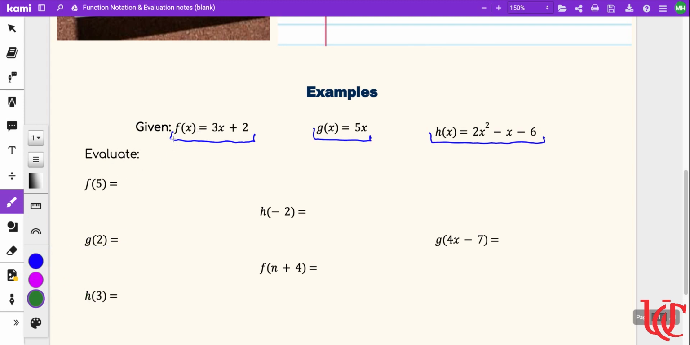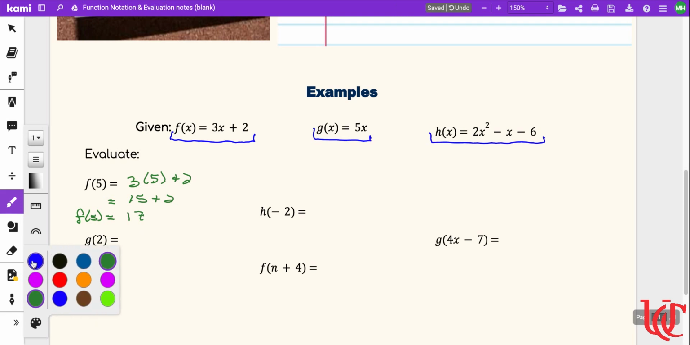All right, so f of 5 tells me I'm using the f rule. So it's going to be that 3x plus 2. And instead of the x, I'm going to put a 5. So this is going to look like 3 times 5 plus 2. I can actually do this because this is all numbers now. So 3 times 5 is 15 plus 2. So this equals 17. So f of 5 is equivalent to 17.